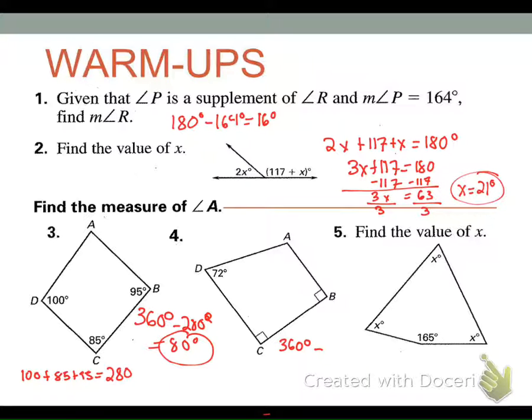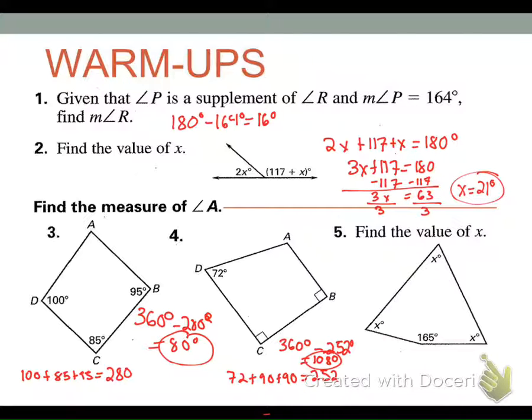So we want to add up 72 plus 90 plus 90. So we end up with 180 plus 72, which is 252. 360 minus 252 degrees is 108 degrees. Nice teamwork. And our last one.